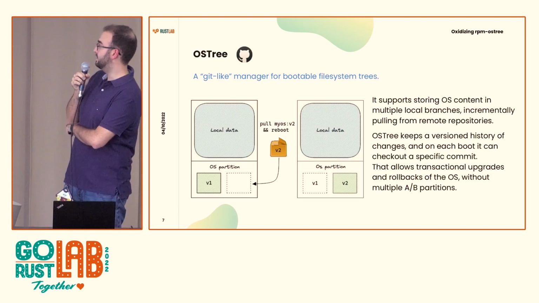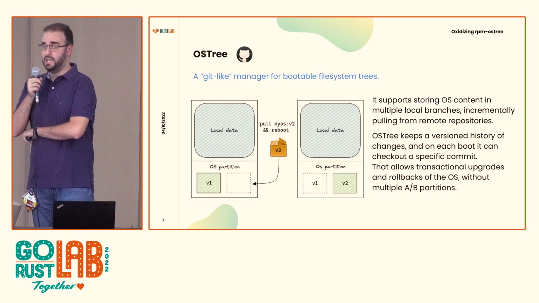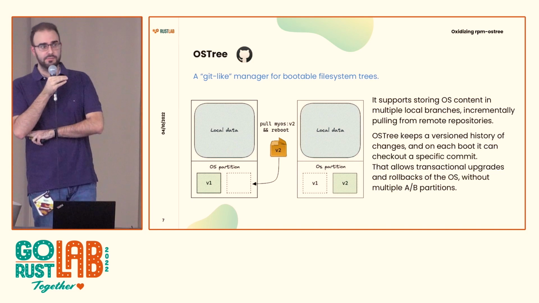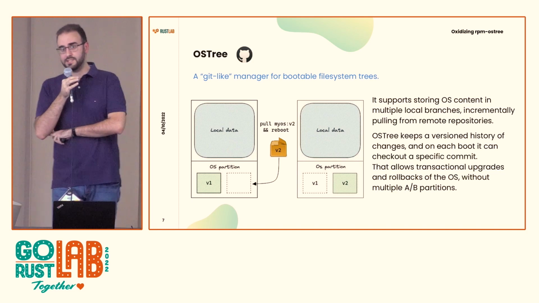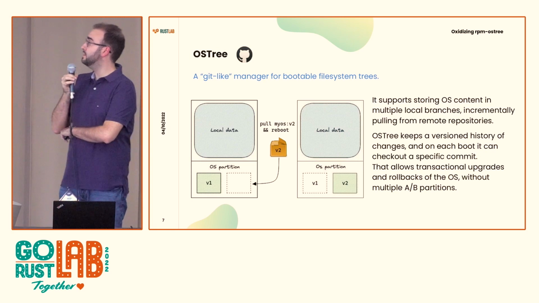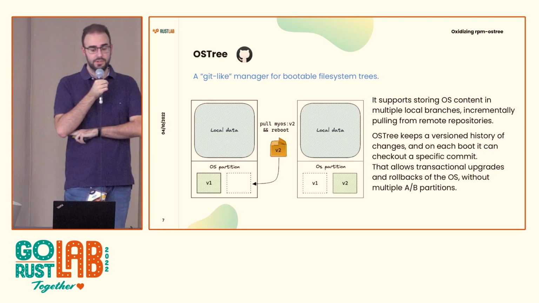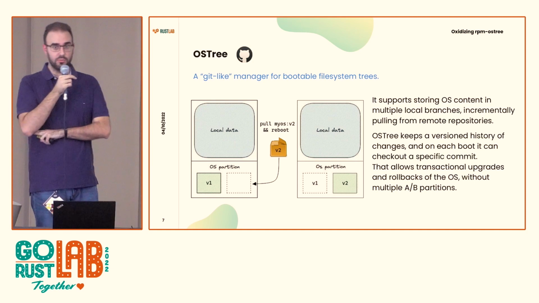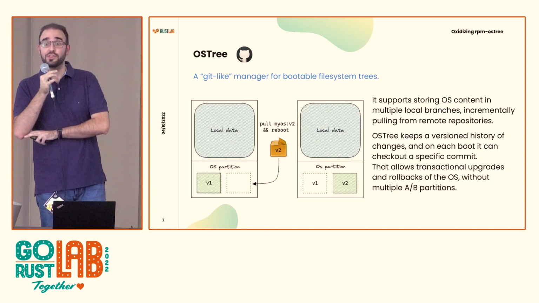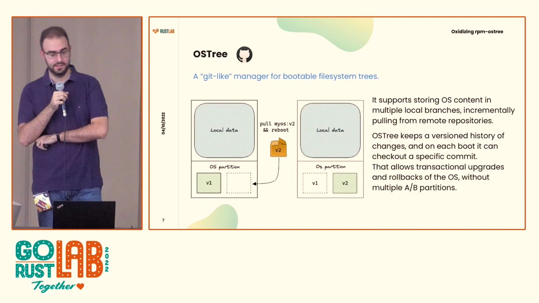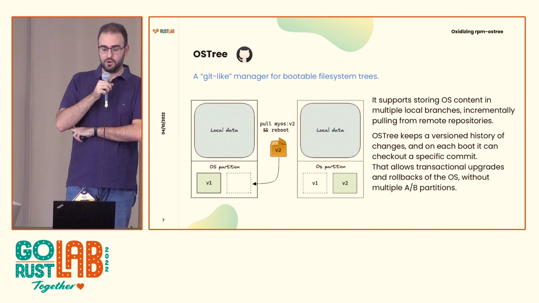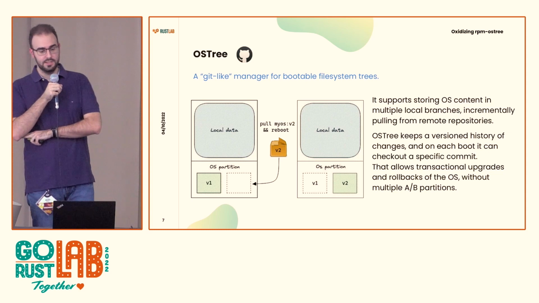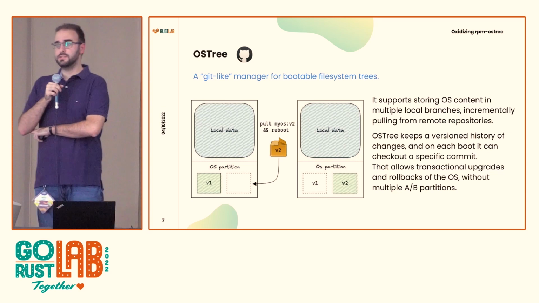This is what in the slide is called the A/B partition scheme, which means that at any point there is an active partition for the operating system and a passive or secondary partition for the operating system, and the bootloader knows which one to boot. And that's how you get upgrades and rollbacks in a transactional, atomic way, let's say. The difference here is that OSTree doesn't require you to have this double partition, double space. We use a single operating system partition.